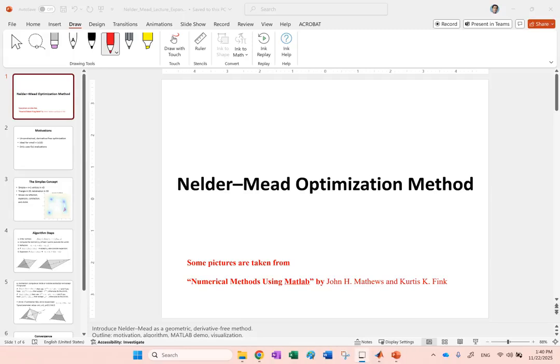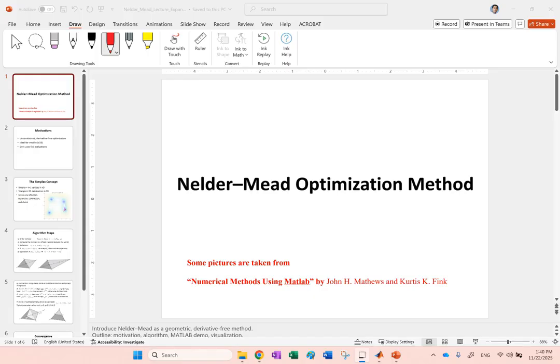Hello everyone. In this video, we are going to look at another well-known optimization algorithm, which is typically used for multi-dimensional functions, multivariable functions, as long as it's unconstrained and unimodal. This is called the Nelder-Mead Optimization Method, or Nelder-Mead simplex optimization method.